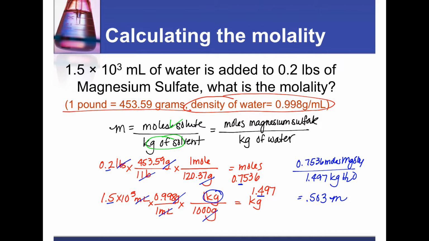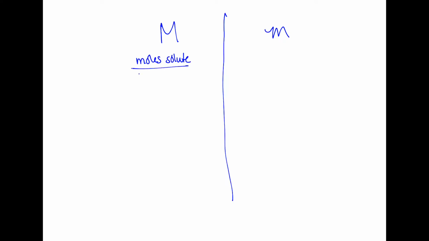Now remember, with 1 sig fig, our moles only had 1 sig fig, our kilograms had 2, this only has 1, so that's going to be 0.5 molality. Now I just wanted to pause for a second and compare and contrast molarity and molality. Molarity is moles of the solute divided by liters of solution. Molality is the same on top, moles of solute, but kilograms of solvent on the bottom.